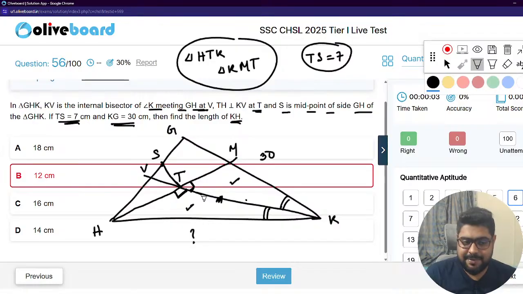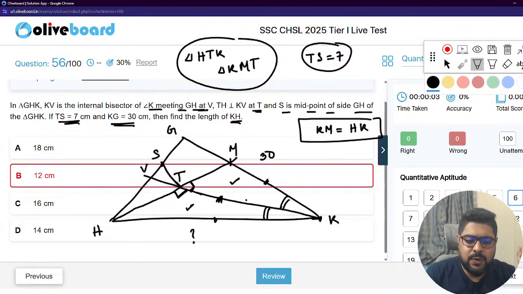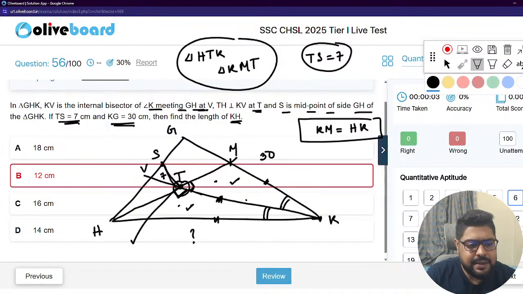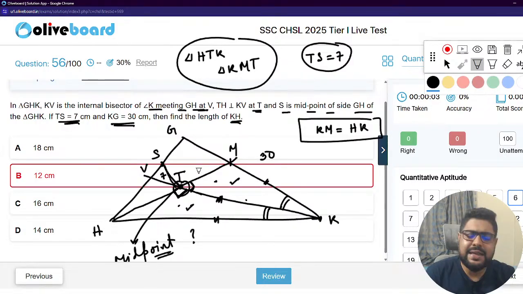Very good question, actually. Now that means, sir, whatever this side KM is, that is equal to HK, because they are opposite sides of two congruent triangles. But I don't know anything about this, but I do know this is 7. If these two triangles are congruent, that means this T is the midpoint, sir. And once I know this is the midpoint, S was also a midpoint.